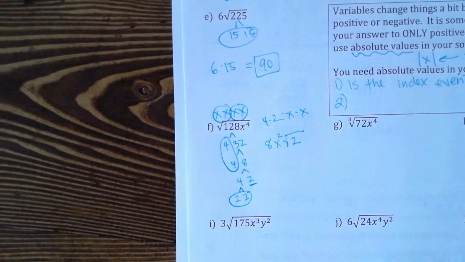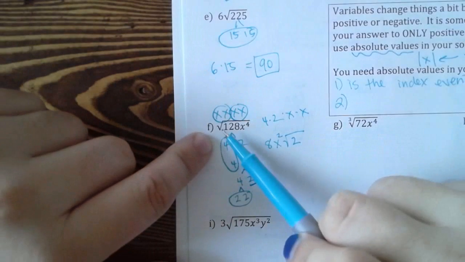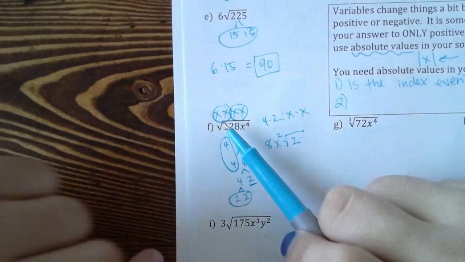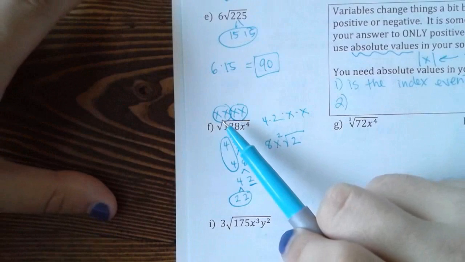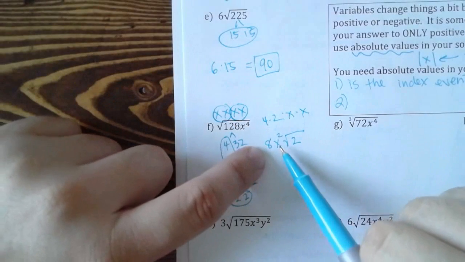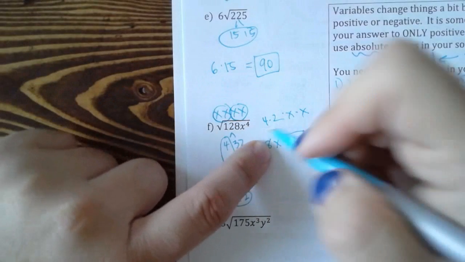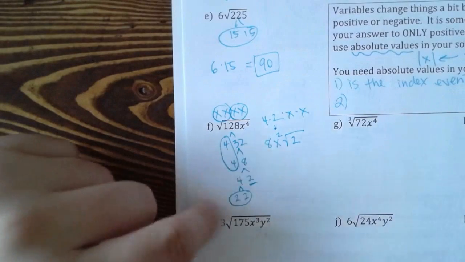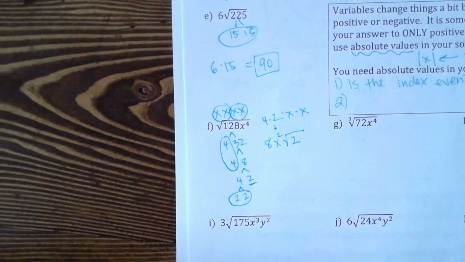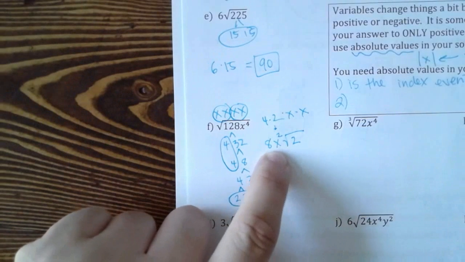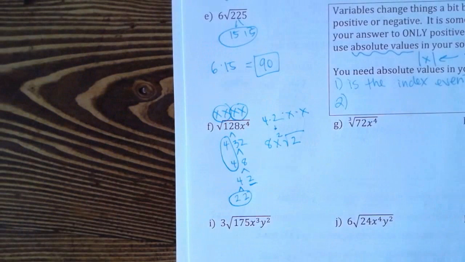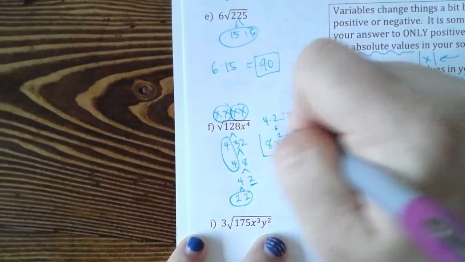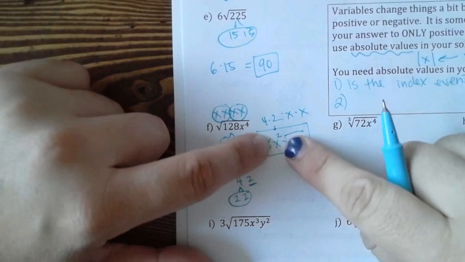So look at that x squared. It's an even index, so I do care about looking for absolute values. And on the x squared, will x squared ever be negative? Anything squared is always going to be positive. So because the x squared is never negative, we do not have to have the absolute values, and this is our final answer.